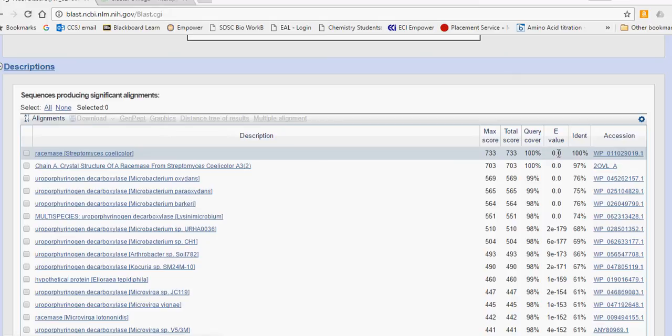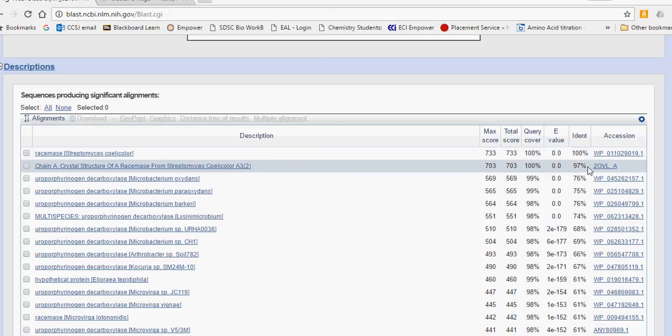The crystal structure is a little bit different because the crystal structure has selenomethionine incorporated into it. So it changes a few amino acid residues, but really it's basically the same. So percent identity, 97% here. And the PDB is 2OVL, so we can look at that structure a little bit later.